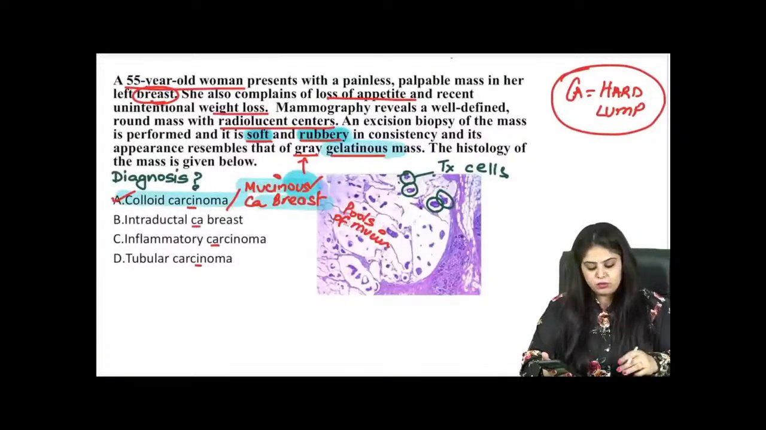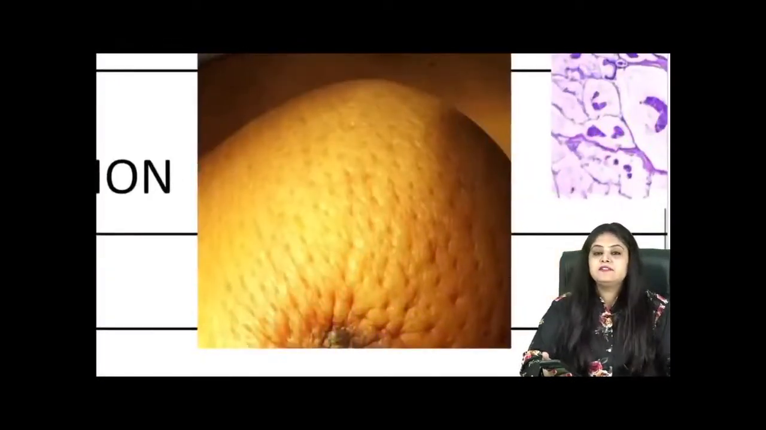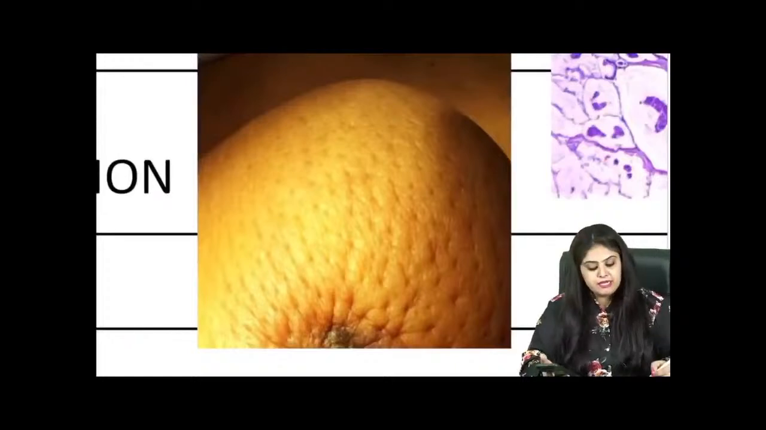So 2 things, ma'am. Both of them are mucinous carcinoma. This photo is a case of biopsy, and this photo is a case of FNAC. So this is very settled for me. This was a biopsy, same photo, mucinous carcinoma. Other name is colloid carcinoma.